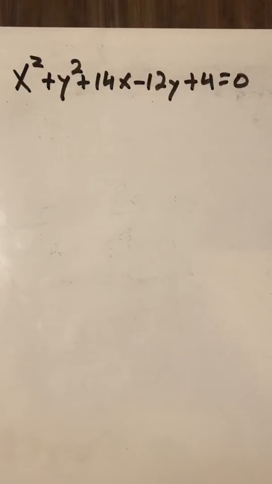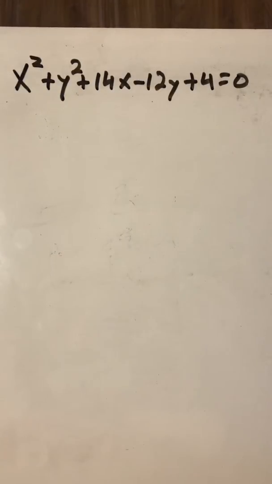All right, one last thing I wanted to go over as we review these properties of circles was how to write the equation of a circle in center radius form, or standard form, by completing the square. So let's look at this example here. I've got x squared plus y squared plus 14x minus 12y plus 4 equals 0. And I want to write that in center radius form by completing the square.